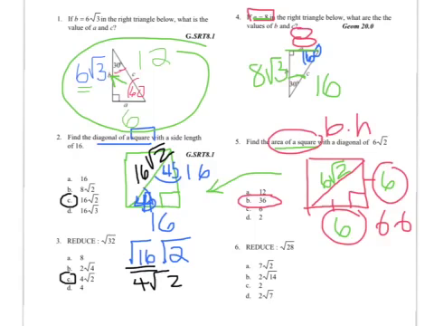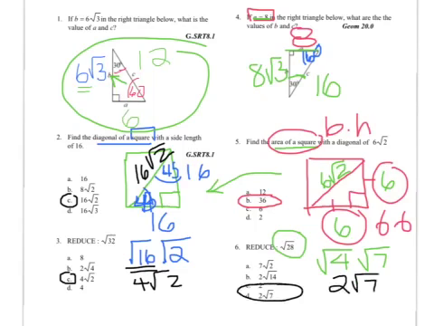And in number 6, square root of 28, I break that down into 4 times 7, and the square root of 4 is 2, so the reduced radical is choice D.